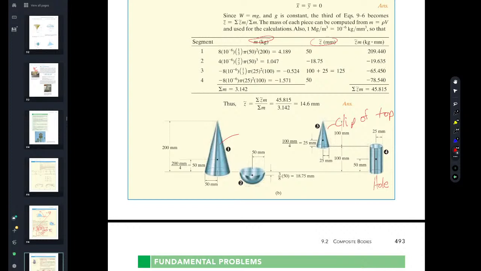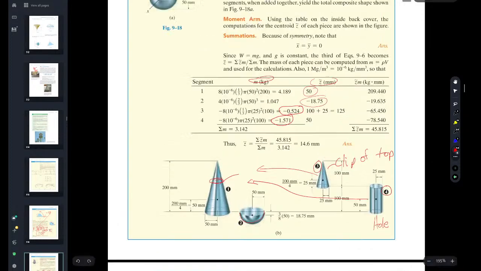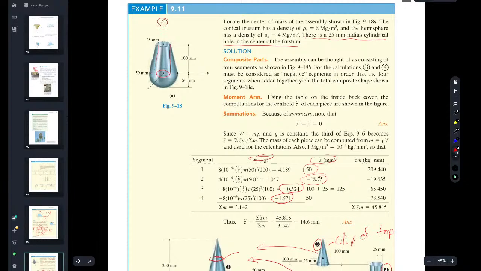So imagine, if you will, you're creating a CAD drawing. What you do is you make the cone, and you make the half sphere. You put them together. Then you cut the cone off. And then you cut the hole out. So what you're going to have, believe it or not, is a minus mass for number 3, because it's a cutout, and number 4. And then you found your centroid, or your Z, which he's only interested in the Z, this component.